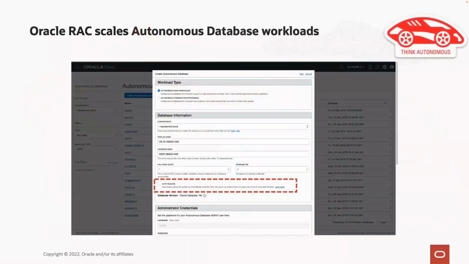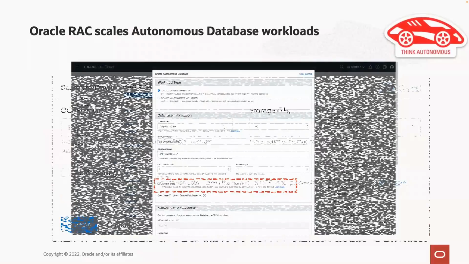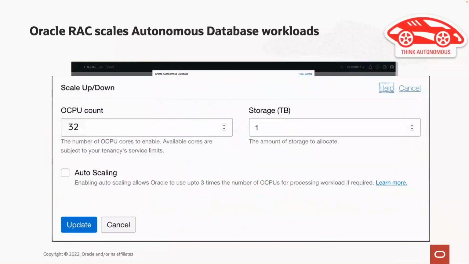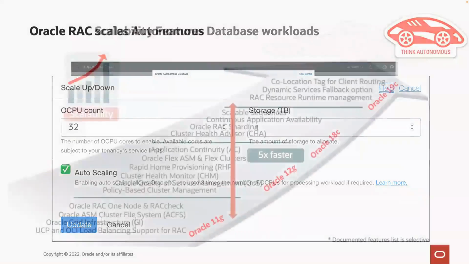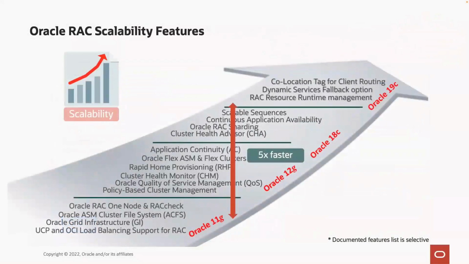If you have looked at the Autonomous Database, you know that we allow you to scale. If you click on the scaling link, you are able to scale by just clicking a button to make your OCPU count go higher. And guess what happens behind the scenes? There are more RAC instances being added. That's how you can scale up and down using Oracle RAC.